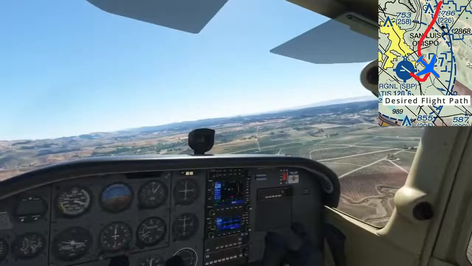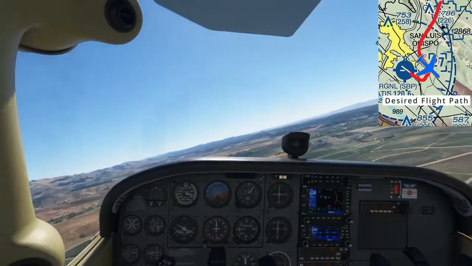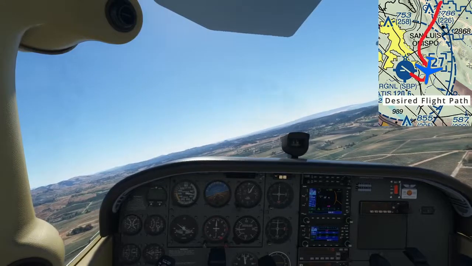Continue your shallow descent and continue to add flaps if necessary. Remember, you don't need a landing clearance to turn your base. This is all part of the standard traffic pattern.